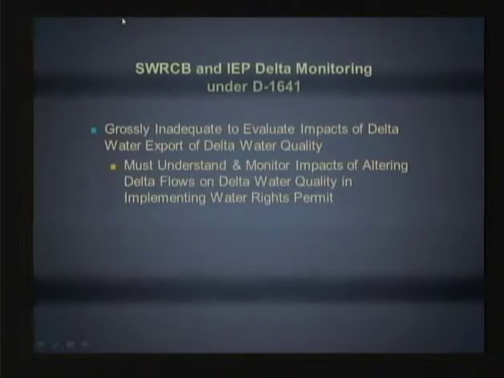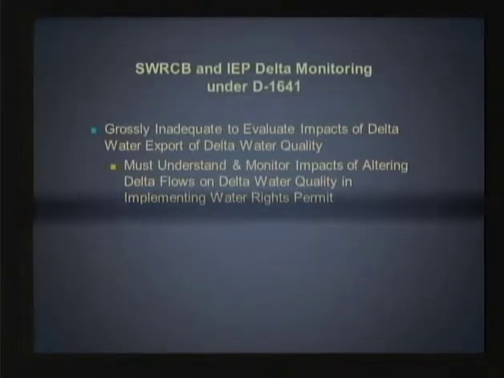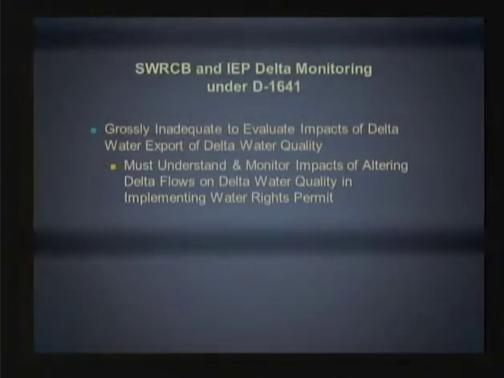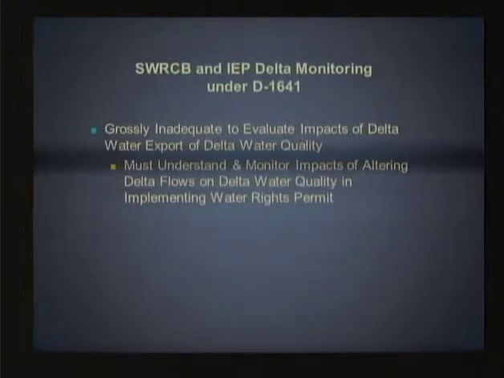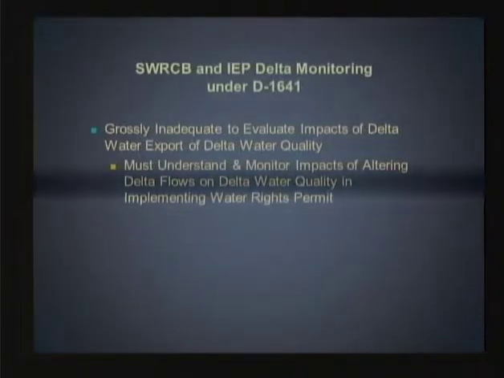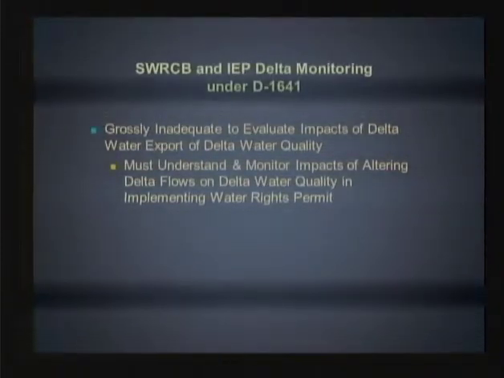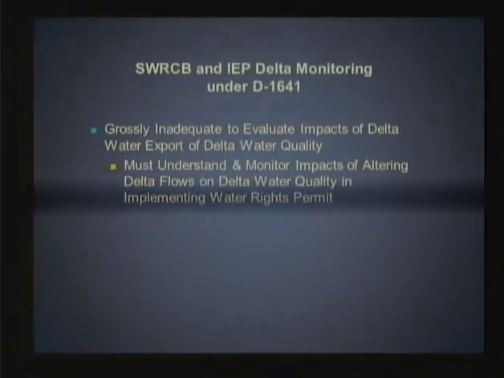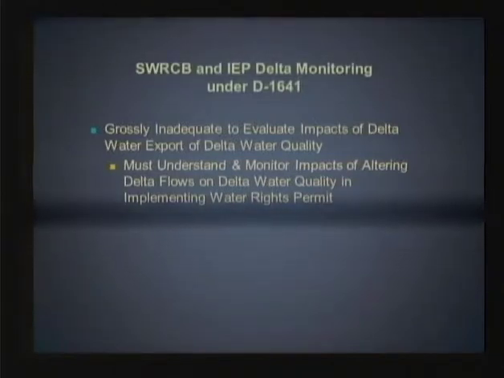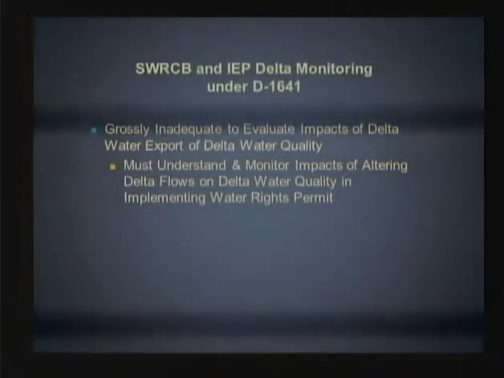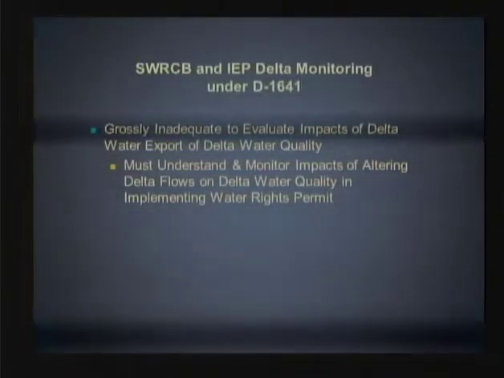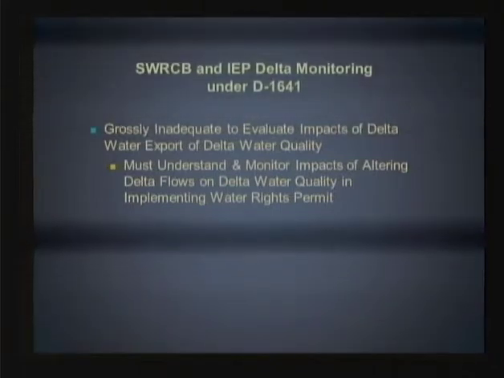Another issue we find with respect to the State Water Resources Control Board and IEP Delta monitoring under D1641, the water rights decision, is that the monitoring that's been done, and is being done now, is grossly inadequate to evaluate the impact of Delta water exports on Delta water quality. D1641 makes it clear that you should understand these issues. If you issue a water rights decision, then this decision has to include understanding what that water right means to impairing water quality within the Delta. That's not being done.